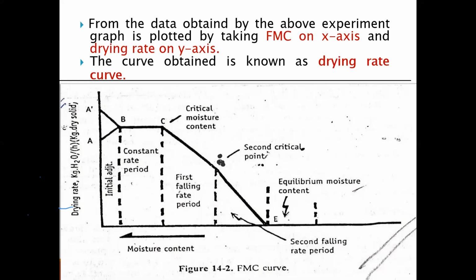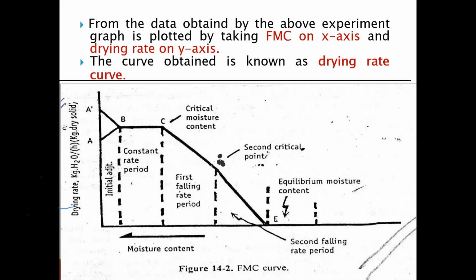Then from B to C is called the constant rate period. What is meant by constant rate period? In that period, the temperature remains constant. The temperature and drying rate are constant, so it is totally a straight line, because the rate of drying as well as the temperature is the same.